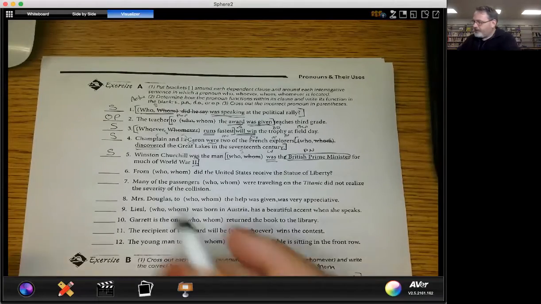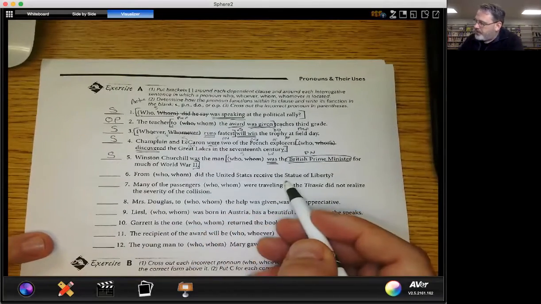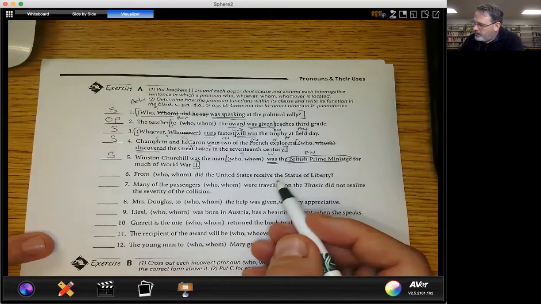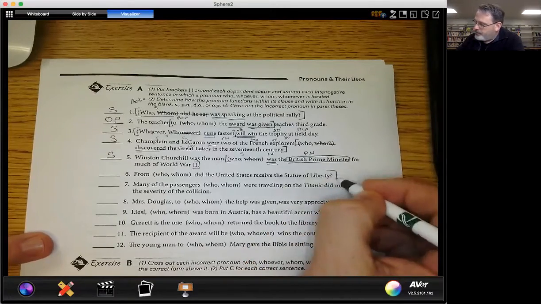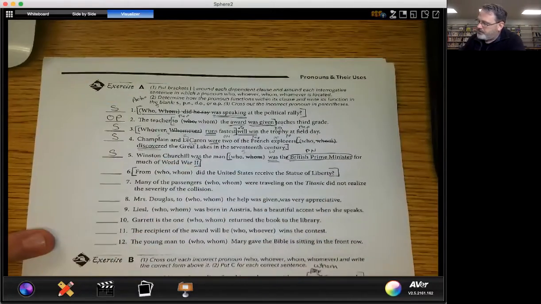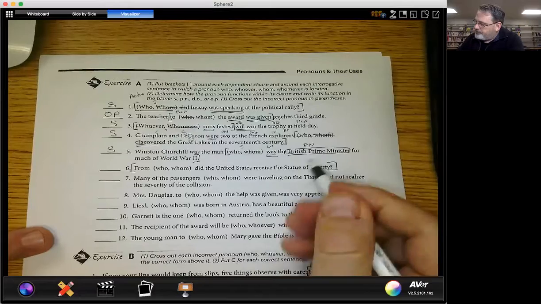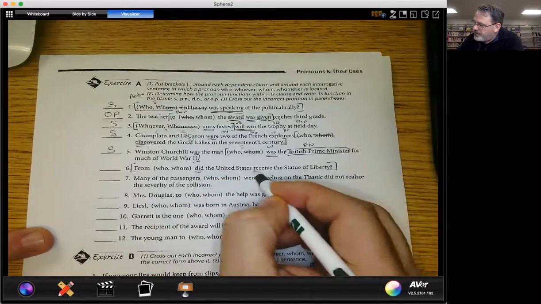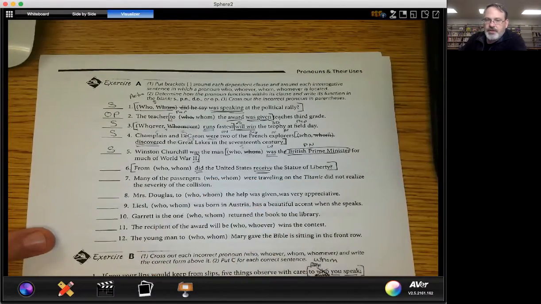All right, next. From whom did the United States receive the Statue of Liberty? That's a question. So we put the whole thing in brackets. What's the verb? Did receive. Remember how strange those questions can be. The verb sometimes is split with words in between.